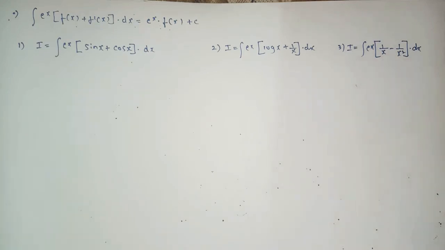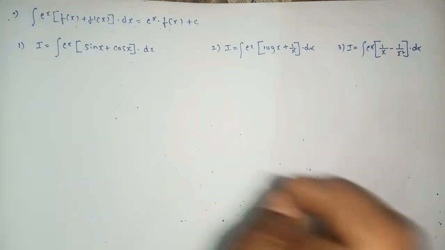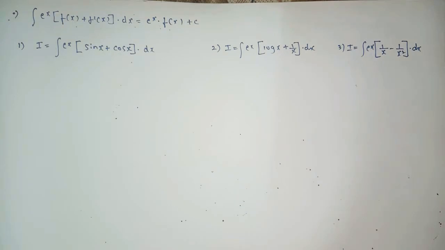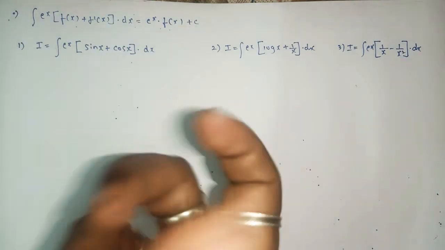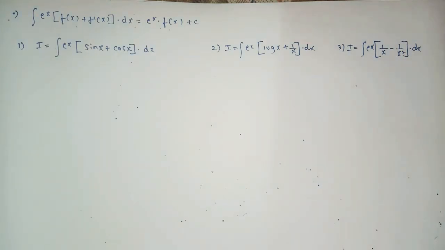According to the selection of the alphabet, as I had given one word, that is LIATE, with respect to that, first come first. L stands for logarithm, I stands for inverse, A stands for algebraic, T stands for trigo, and E stands for exponential. With respect to the arrangement of the letters, you have to consider u and v.